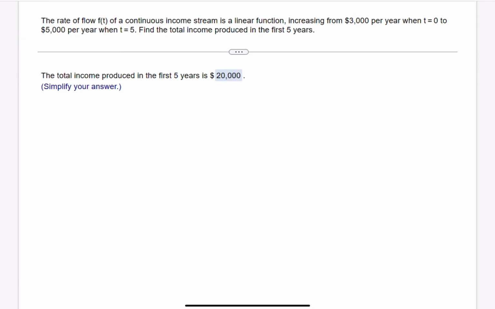The rate of flow, f(t), for a continuous stream is a linear function increasing from 3,000 per year when t is equal to 0 to 5,000 per year when t is equal to 5. Find the total income produced in the first 5 years. So now they clearly mentioned this is a linear function. So that means this is y is equal to mx plus b. And this is a continuous income stream. That means I have to find the integral.